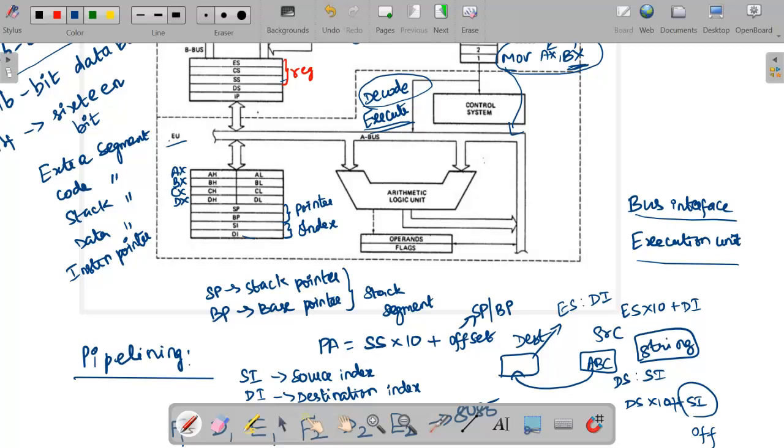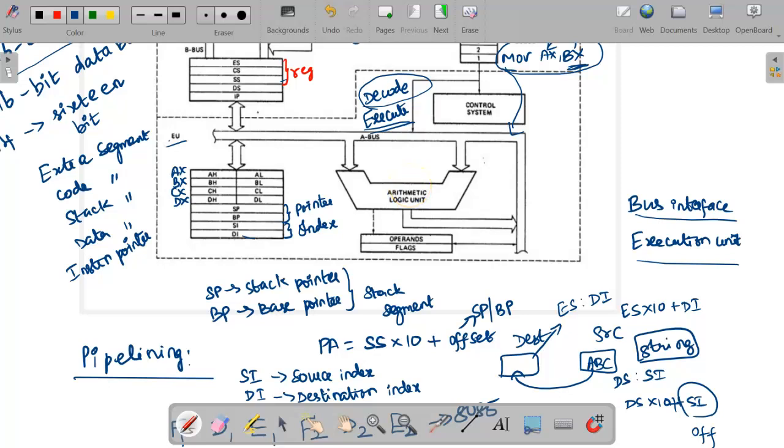So we have discussed this unit, and already we have discussed the arithmetic logic unit, which will do the arithmetic operations and logical operations. Arithmetic operations in the sense of addition, subtraction, multiplication and division. Logical operations in the sense of AND, OR, XOR operations and so on. So these things will be done by your ALU.